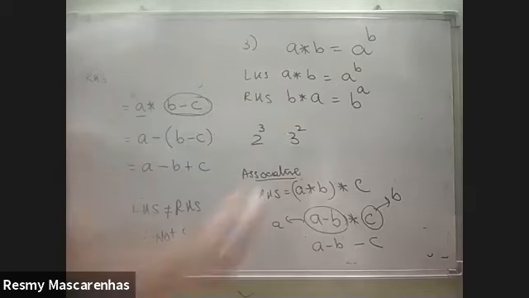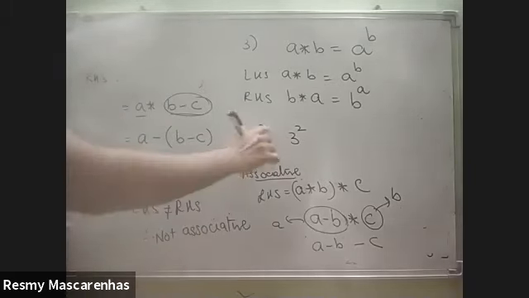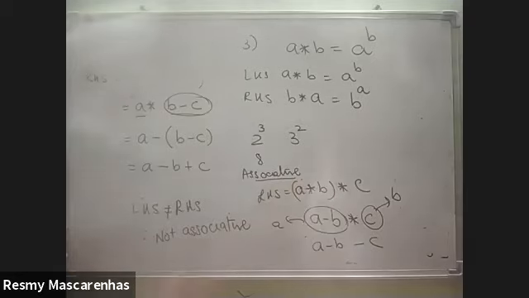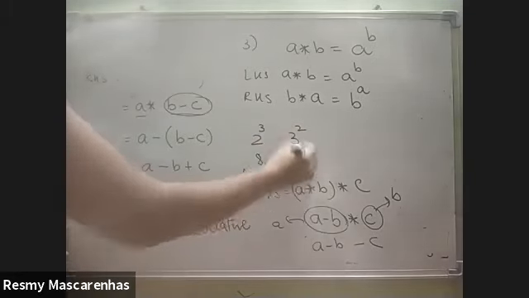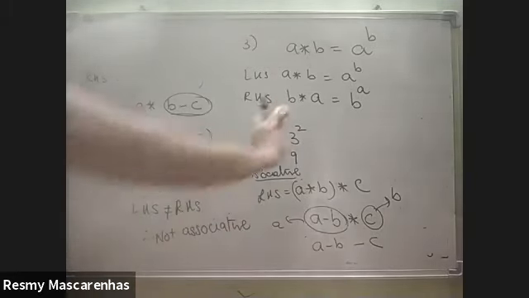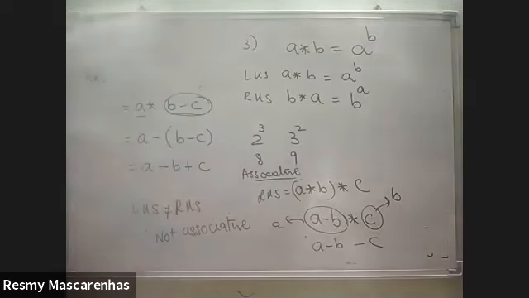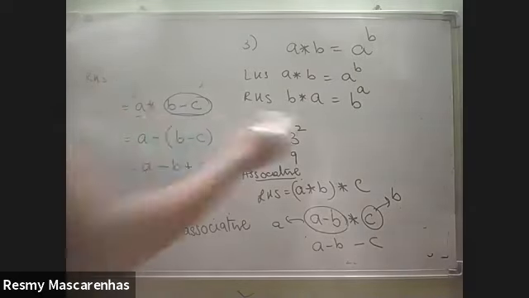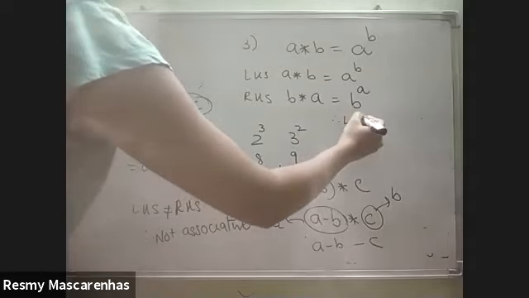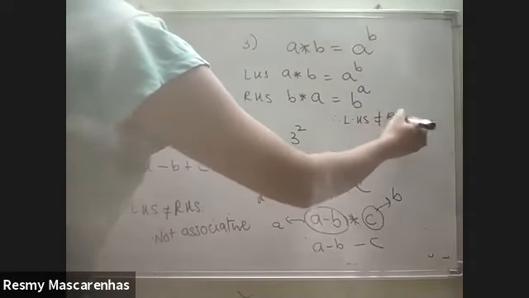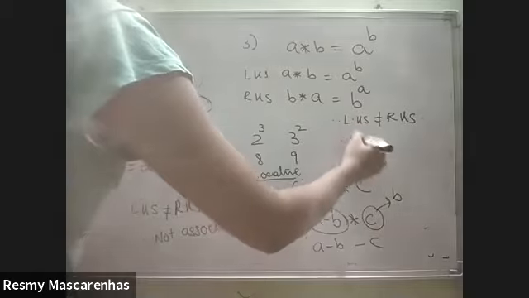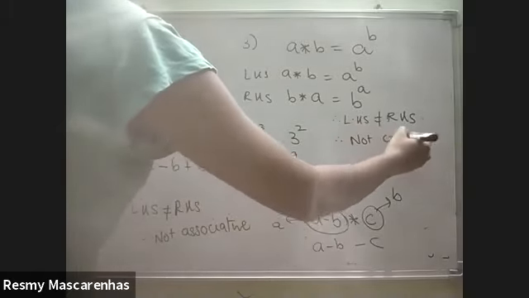Three raised to 2, the same answer? No. 2 cube will give you 8 and 3 square will give you 9. So reversing A raised to B and B raised to A is not the same. Okay, so therefore left hand side is not equal to right hand side, not commutative.